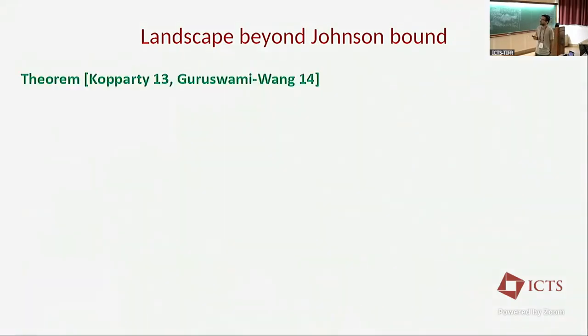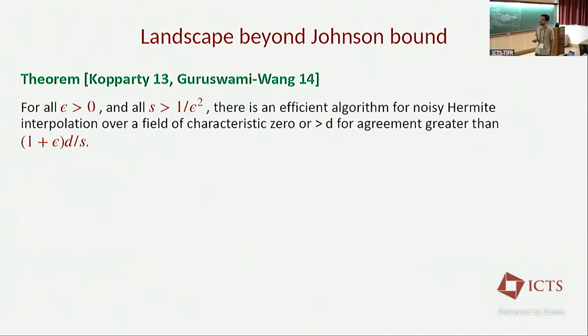For noisy Hermite interpolation, in 2013, Swastik and around the same time, Venkat and Carol Wang, they gave algorithms that are of the following flavor. For all sufficiently large S, depending on epsilon, there is an efficient algorithm for noisy Hermite interpolation over fields of characteristic something for agreement greater than (1 plus epsilon) times D over S. So this is much larger than square root of ND over S, which was the bound in Johnson. And these are polynomial time algorithms that will find all polynomials with agreement at least (1 plus epsilon) times D over S with a given function R.